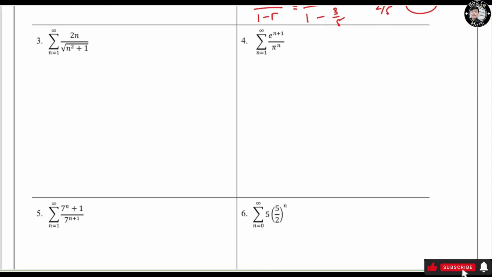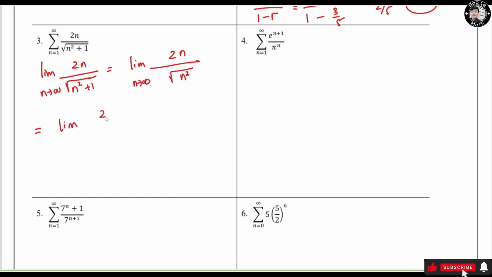Now, question 3. We're going to take the limit of 2n over the square root of n squared plus 1 when n approaches infinity. It's going to be the limit of 2n over... n squared grows faster than 1. We can ignore this one, so we only have the square root of n squared when n approaches infinity. And it's going to be the limit of 2n over the absolute value of n when n approaches infinity.